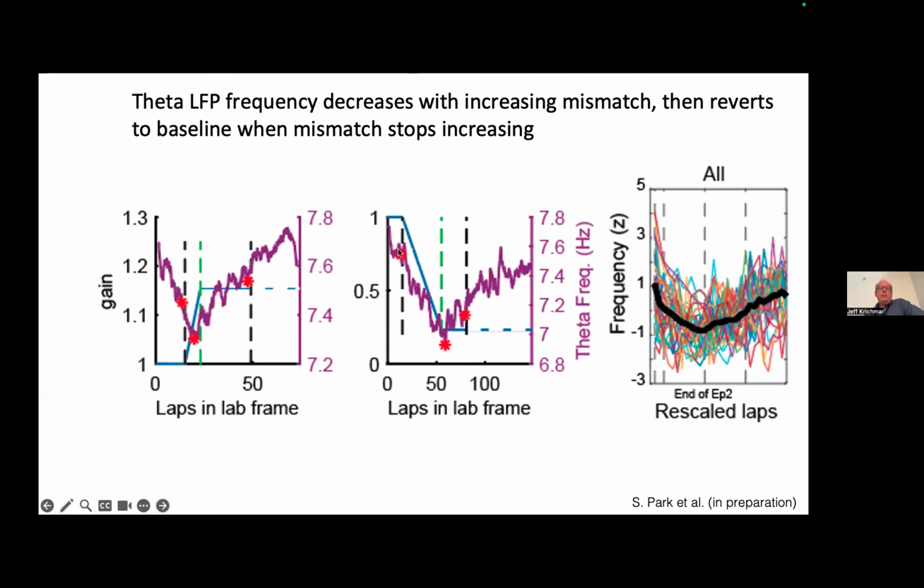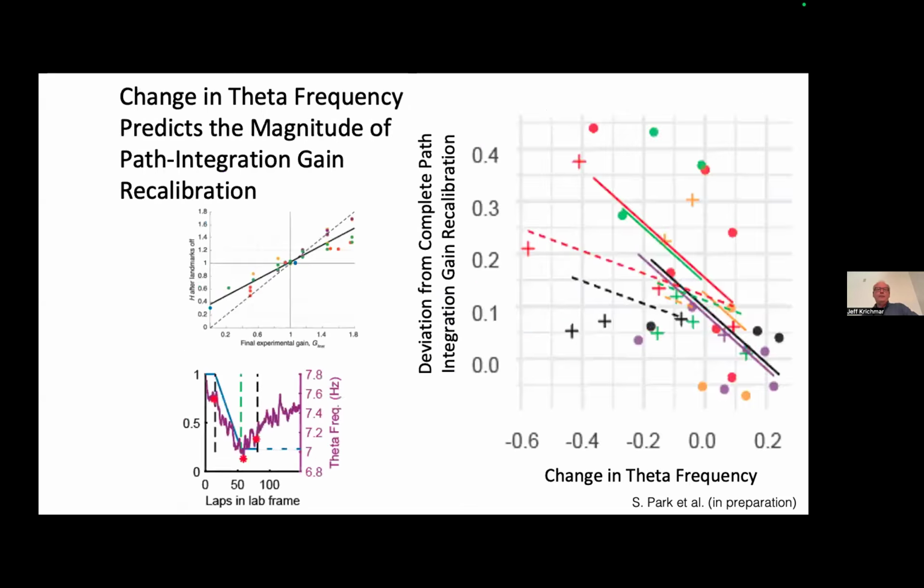And here's another example where, as we're changing the gain of the landmarks, theta frequency decreases. When we stop changing the gain and make it stable, it starts to increase again. And if you look at all the different experiments together and average them, you see that this is actually clear. We did all the statistics. This is highly significant. When we start rotating the landmarks, that causes a decrease in the theta frequency. When we stop rotating them and keep them stable, the theta frequency starts to recover to its initial value.